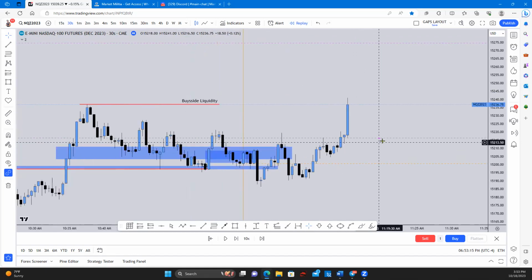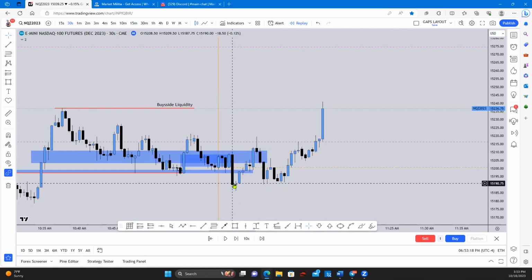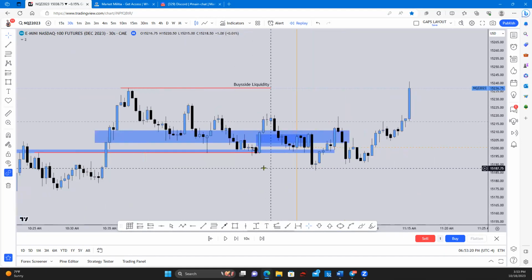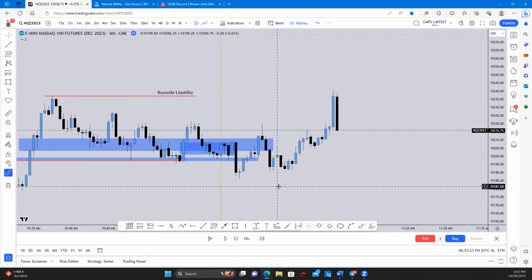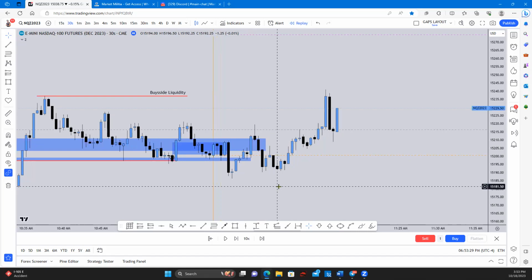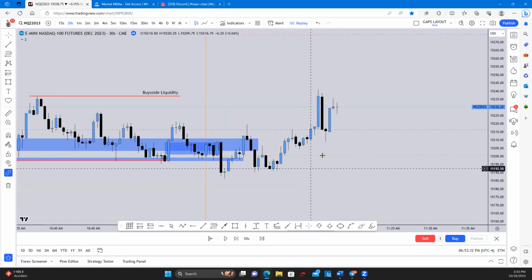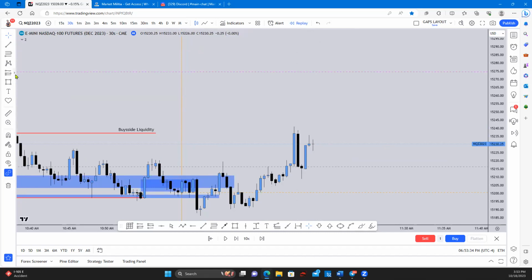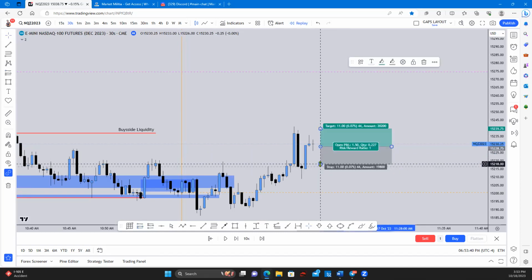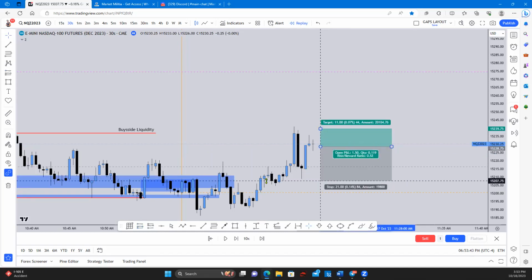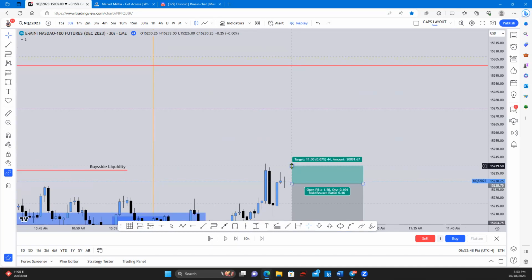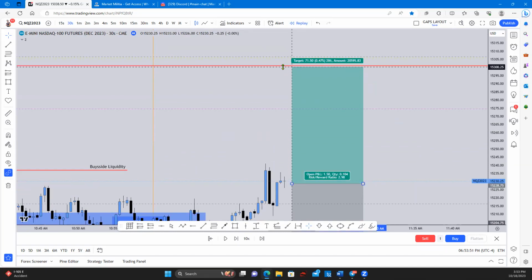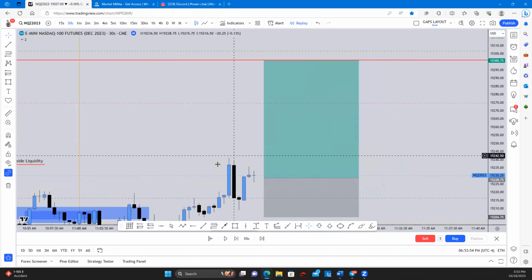There's a nice push to the upside. Do we get an entry? All right, so I would enter here. Might stop just below this low. Okay, we already taken buy side, so I would target these highs up here. Nice 1 to 3.